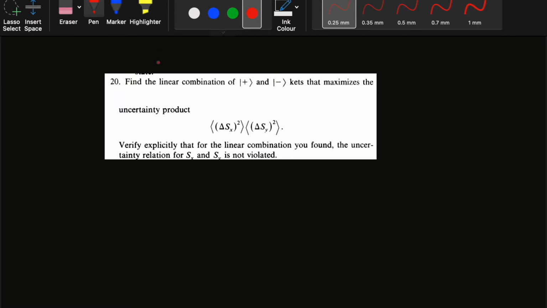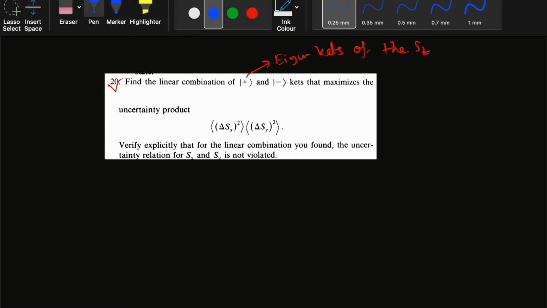So now we will solve question 20. Here it is asked: find the linear combination of plus and minus states, which are the eigenstates of the Sz operator, that maximizes the uncertainty product delta Sx squared and delta Sy squared.